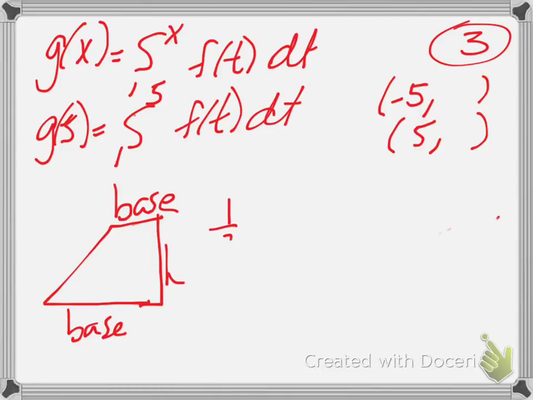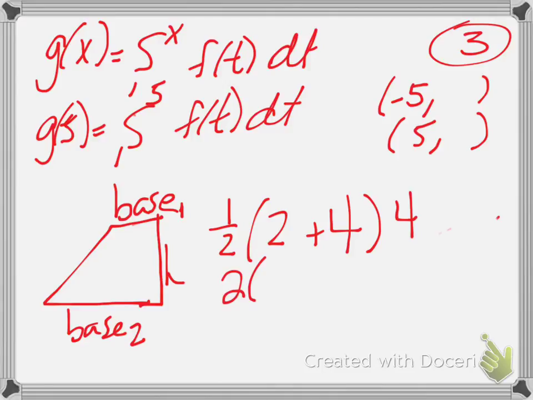So we're going to do 1/2 times base 1 plus base 2, times the height. Base 1, we'll use the top one, and all you have to do is look at the picture, and it is equal to 2 units. Then the bottom base, there are 4 units. And then our height, you just look at the picture, and it is 4. So 1/2 of 4 is 2, 2 plus 4 is 6, and 2 times 6 is 12. So when x is 5, y is 12.